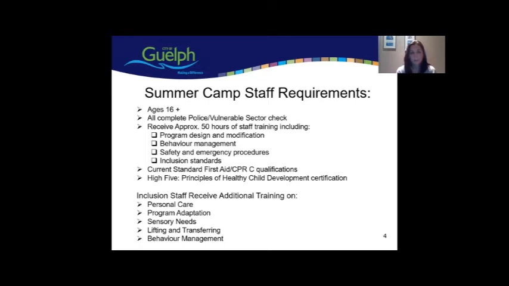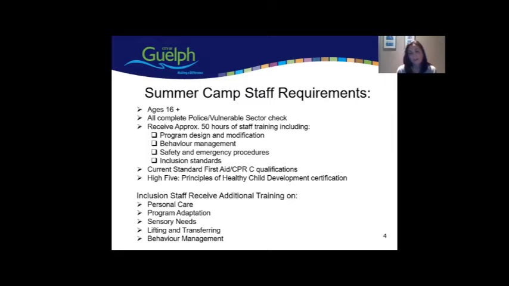And all staff, inclusion counselors and camp counselors, receive 50 hours of staff training, and that includes a variety of topics, including program design and modifications, behavior management, safety and emergency procedures, inclusion standards. And all staff also have current first aid qualifications, and also training in High Five, which is principles of healthy child development.